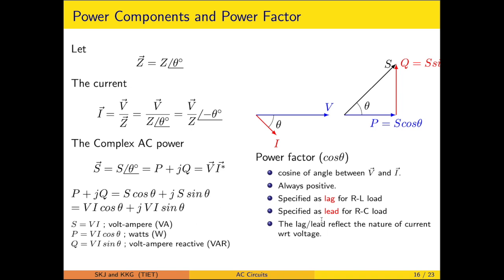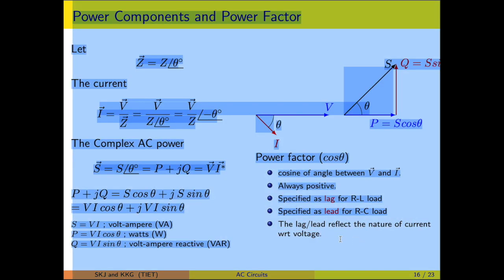Now there are some facts related to the power factor. It is the cosine of the angle between V and I. This particular power factor value is always positive. However, depending on the nature of the voltage and current, we have to specify lag for the RL circuit and lead for the RC circuit. So if the power factor is 0.7, then with the RL it is more precisely specified as 0.7 lag. For the RC circuit or net capacitive behavior, it is 0.7 lead. So basically this lag-lead relationship reflects the nature of the current with respect to voltage.